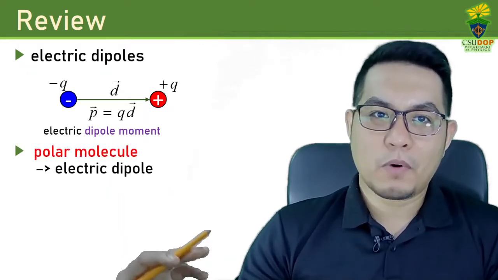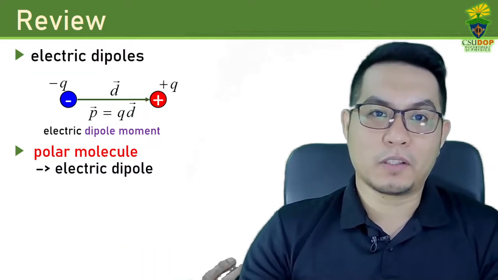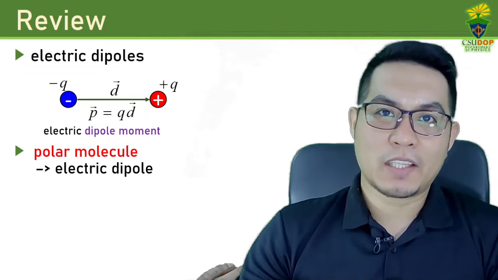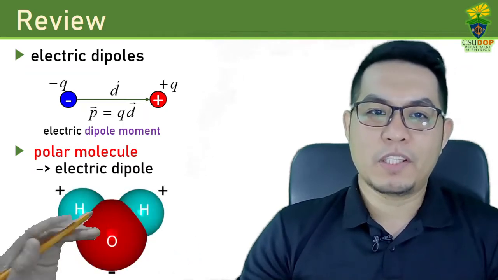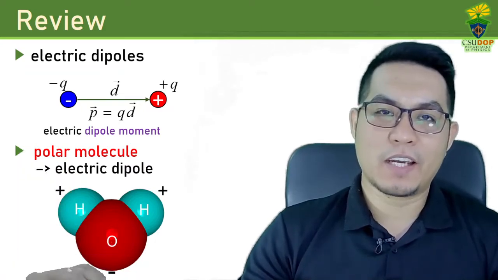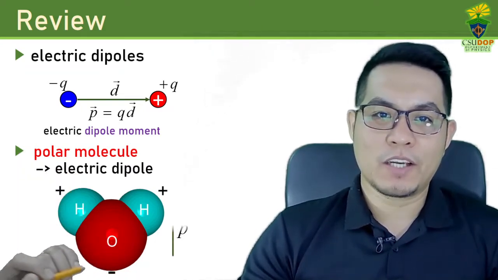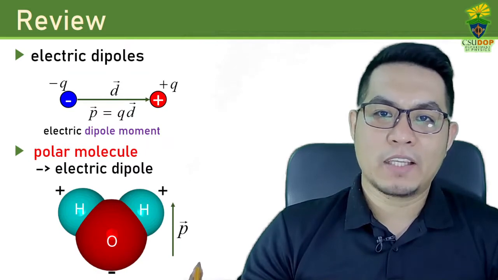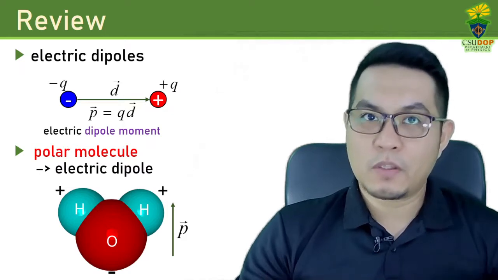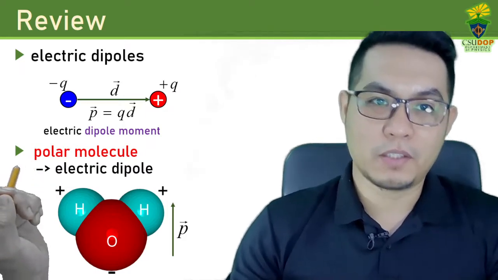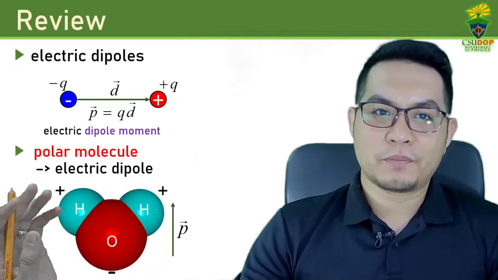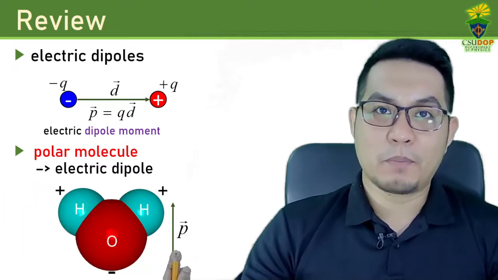A polar molecule, such as the water molecule H2O, is actually an electric dipole. This means that one side of the molecule is positively charged and the other side is negatively charged, giving it a dipole moment. Take note, not all molecules are polar. There are also non-polar molecules, which basically don't have a dipole moment.